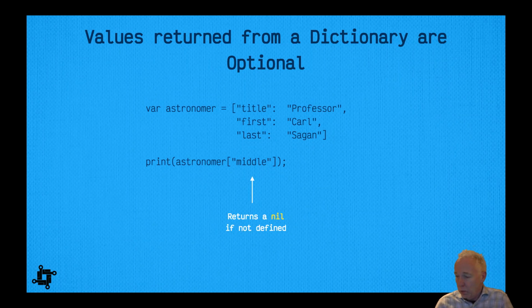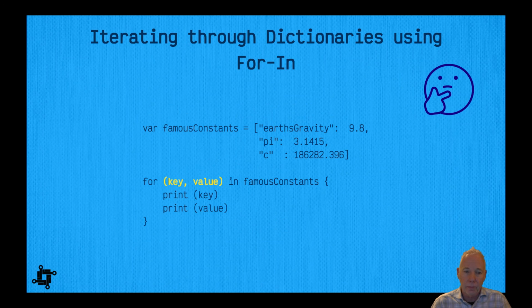So in this case, we would be returning nil because we're asking for the middle name in a dictionary that doesn't have middle defined for a key, and so we return nil in that case.